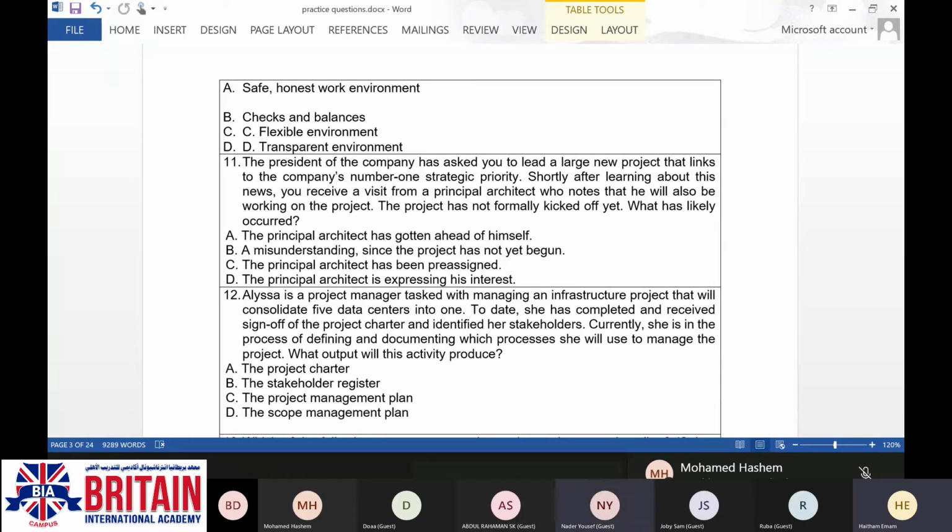The president of the company has asked you to lead a large new project that links to the company's number one strategic priority. That's clear. Shortly after learning about this news, you received a visit from a principal architect who notes that he will also be working on the project. The project has not formally kicked off. What has likely occurred? The project is still not formally kicked off yet.